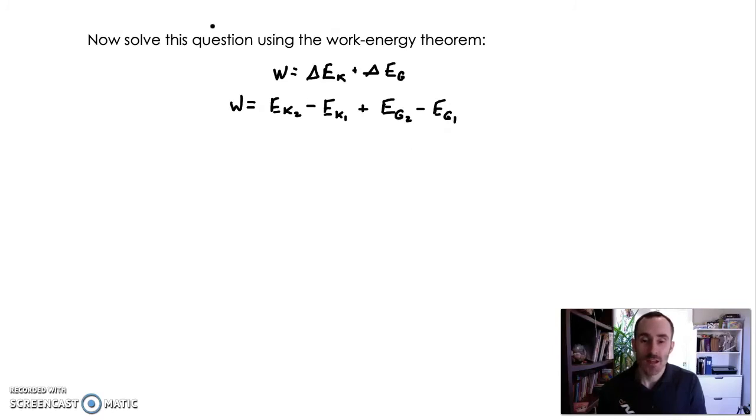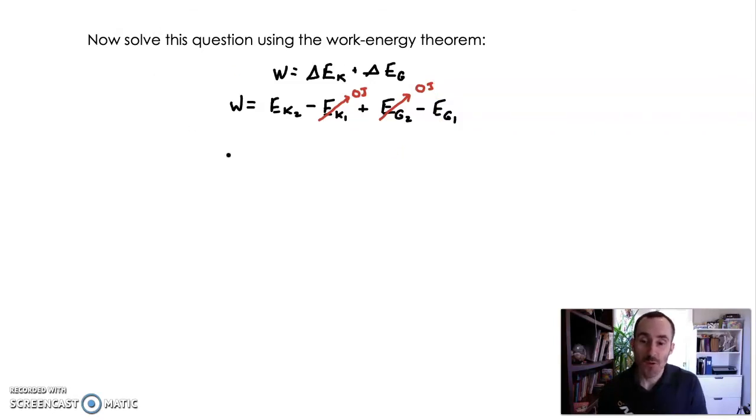Now, some of these things are zero. The kinetic energy at the beginning, that wasn't there. The girl was sitting at the top of the slide doing nothing. And so this is just 0 joules. And EG2 is also 0 joules, because at the bottom of the slide, the girl had no height anymore, and so her gravitational potential energy was nothing.